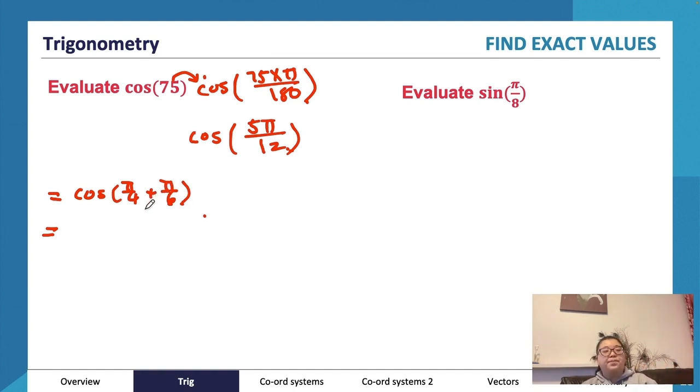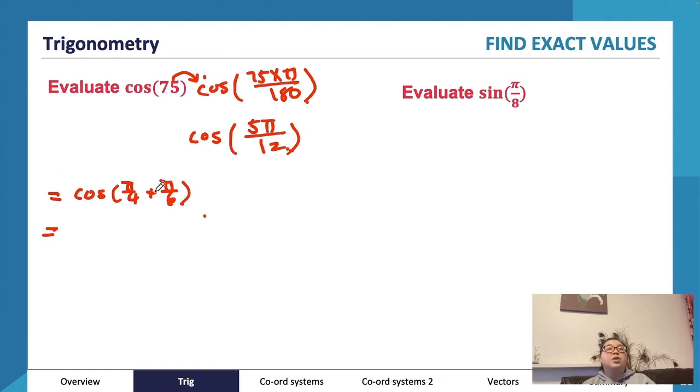For sine, it's going to be the exact same sign because it's going to have sine cos plus sine cos or sine cos minus sine cos, depending on whether it was plus or minus in the first place. So it'll be the exact same sign. Sine goes to sine, right?